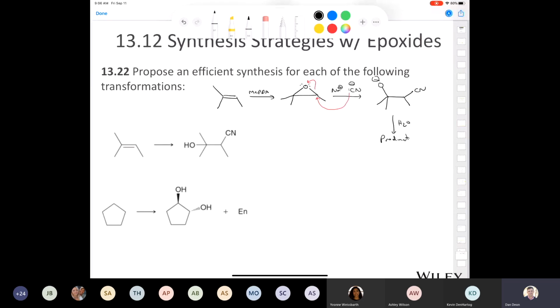Overall in this reaction, first step is MCPBA. If you want to write peroxyacetic acid, that works too. Same thing. Second step, sodium cyanide. Third step, water. All right, I'm going to just delete this. I want to spend some time on this next problem. Are you ready for the next question?